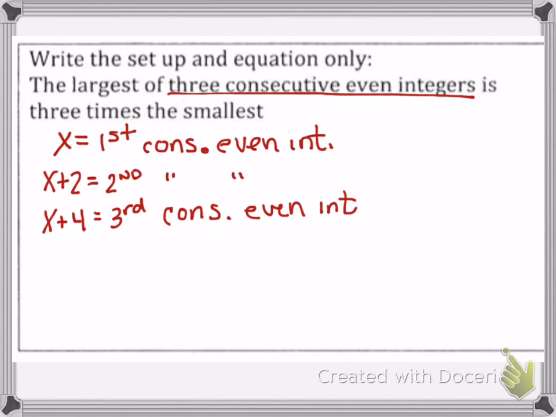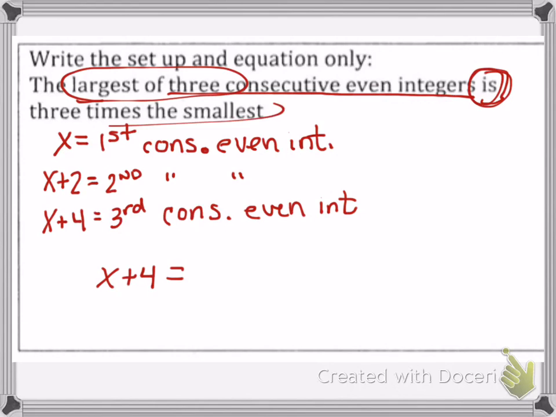And so if we're looking at the largest of the 3, that's x plus 4, that's our equals, 3 times the smallest, and that would be 3 times x. And that's the setup of the equation. We're not going to solve right now, just as a warm-up. And then I want you to try this second warm-up problem and pause the video, try that out, and see if it matches what we have.